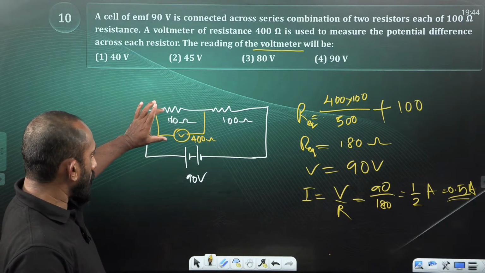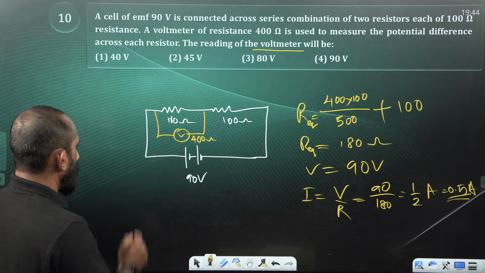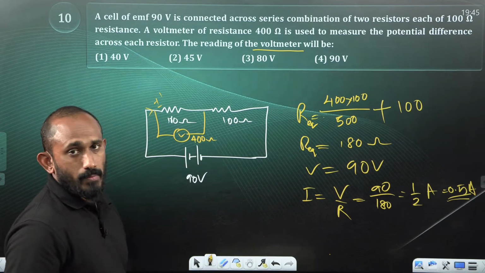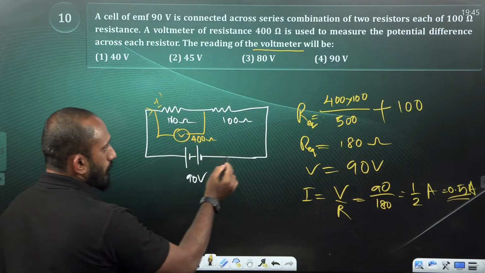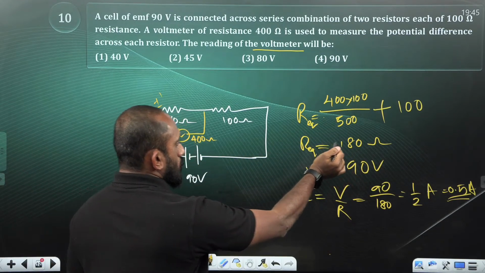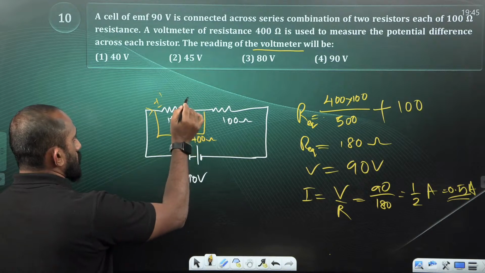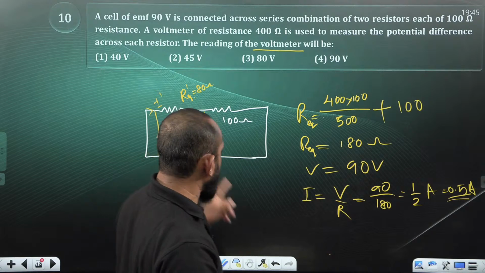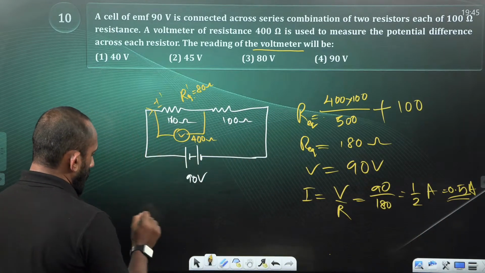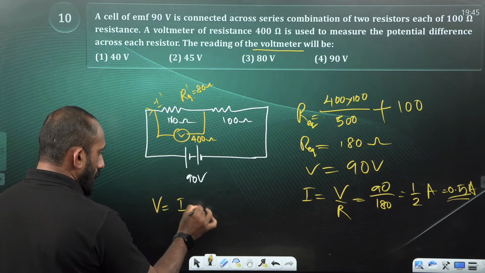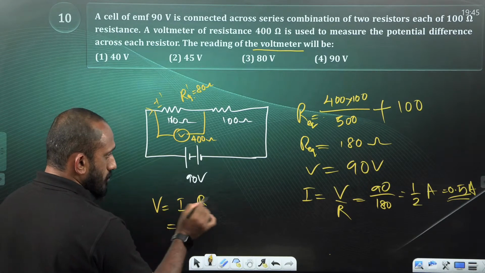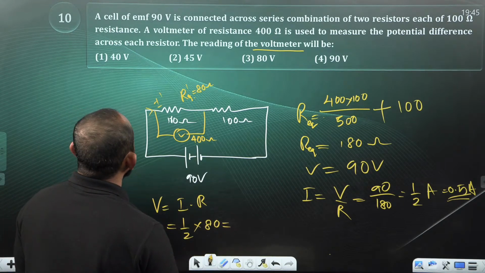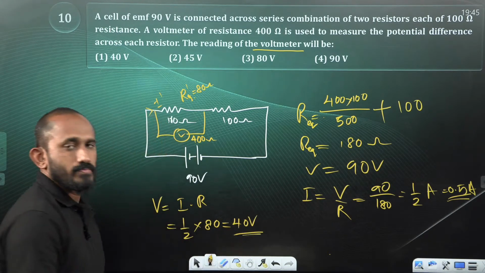Now across this 100 ohm, what is the voltage we have to find out? Suppose the same current passes through both, that is 0.5 ampere. Now across this, what is the total resistance we have? 400 into 100 by 500 is there, so this will be 80. So R equivalent here will be 80 ohm, and current I dash is how much? 1 by 2 is there. So voltage V is equal to I into R. I is 1 by 2 ampere into R, which is 80, so that will be 40 volt.